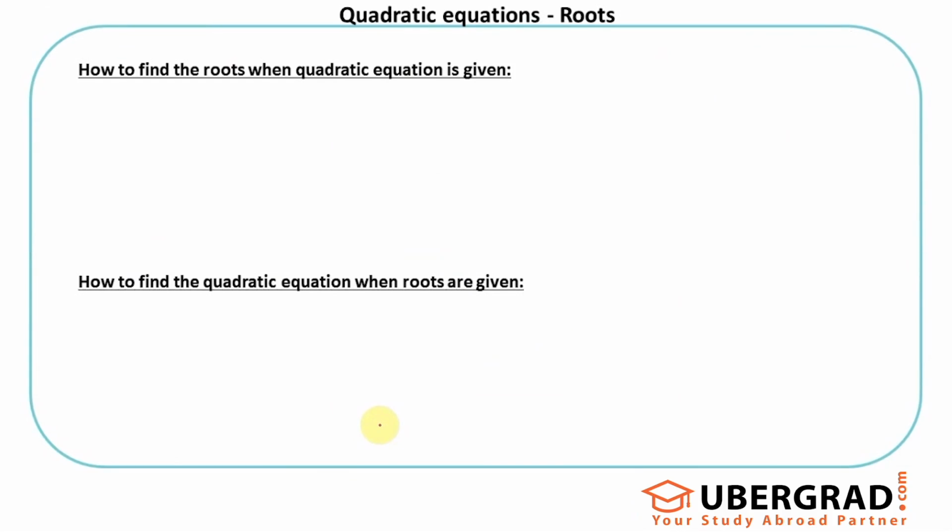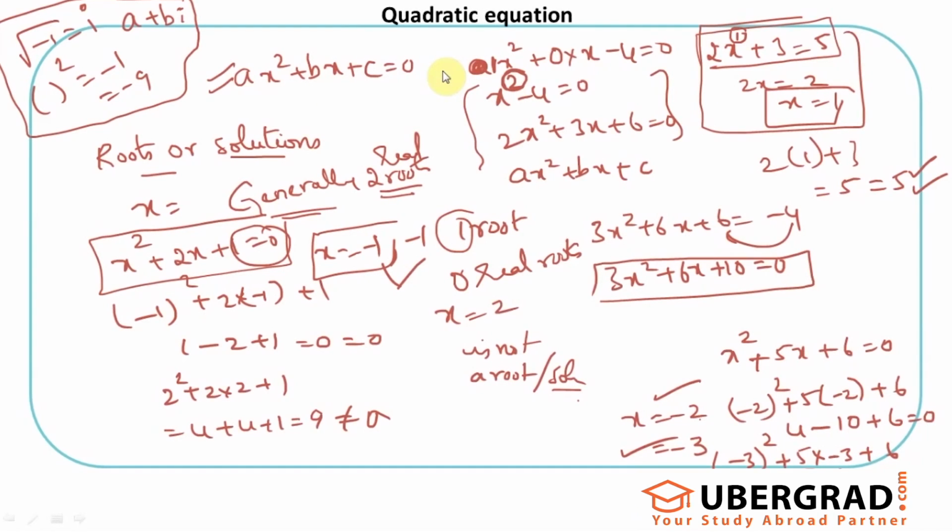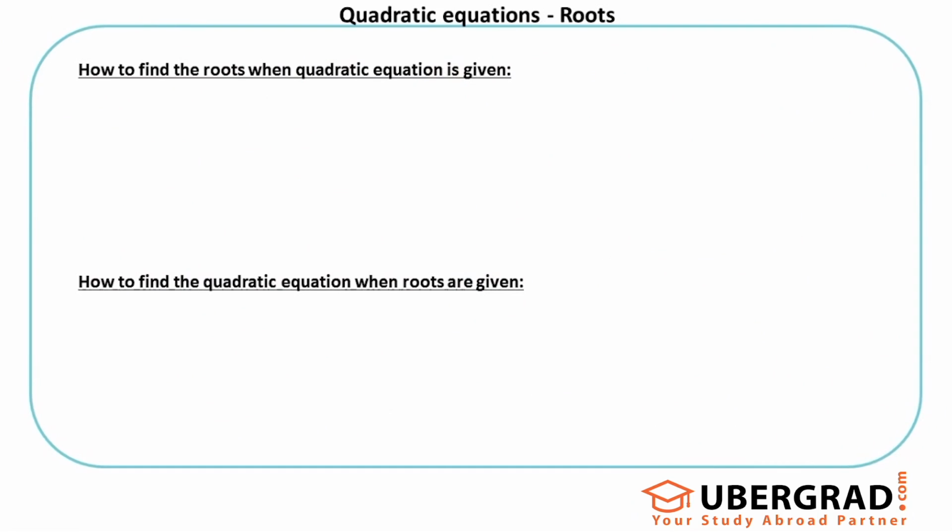In quadratic equations, we have talked about the roots and solutions, and how to find the roots when a quadratic equation is given. You see this x square plus 5x plus 6, I gave the roots as -2 and -3. So let me show how we can find the roots. The formula way is this.